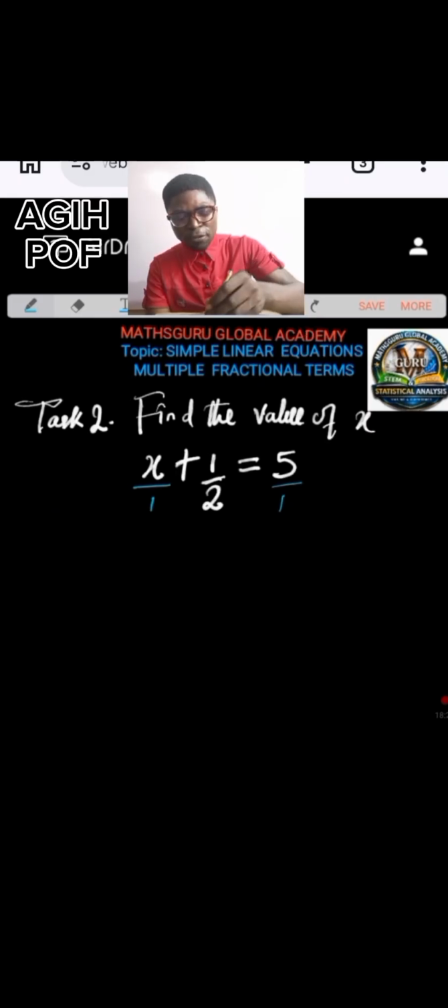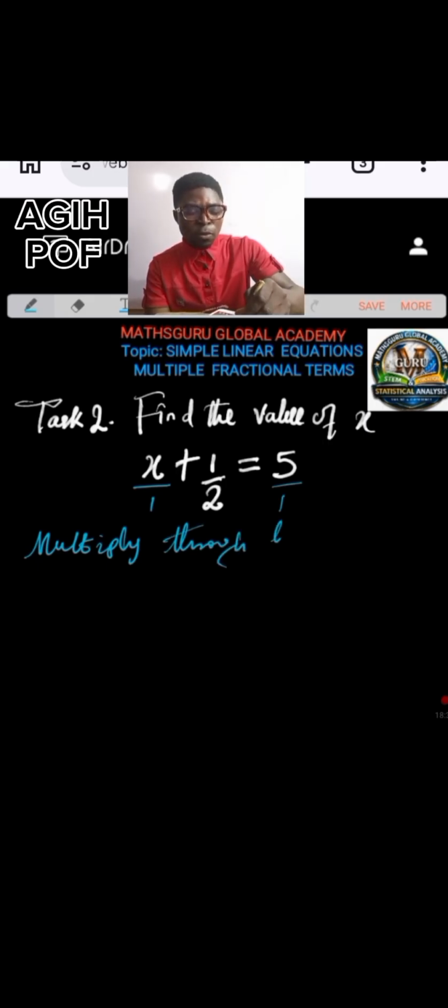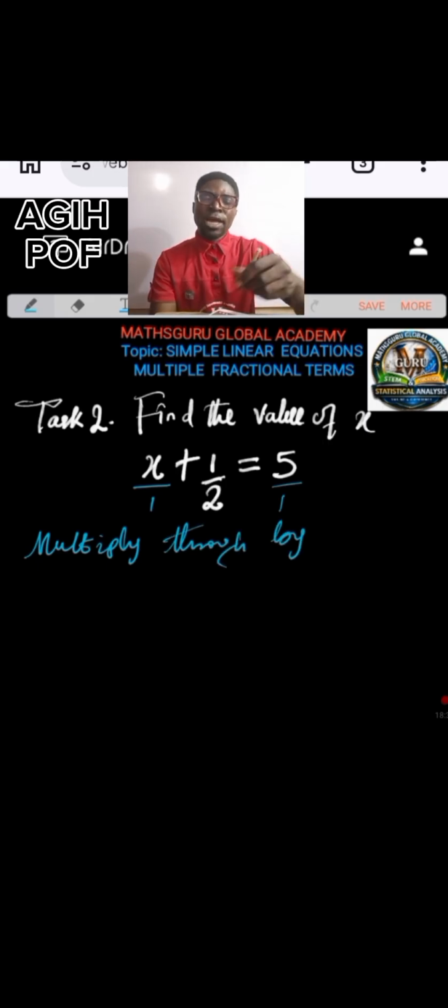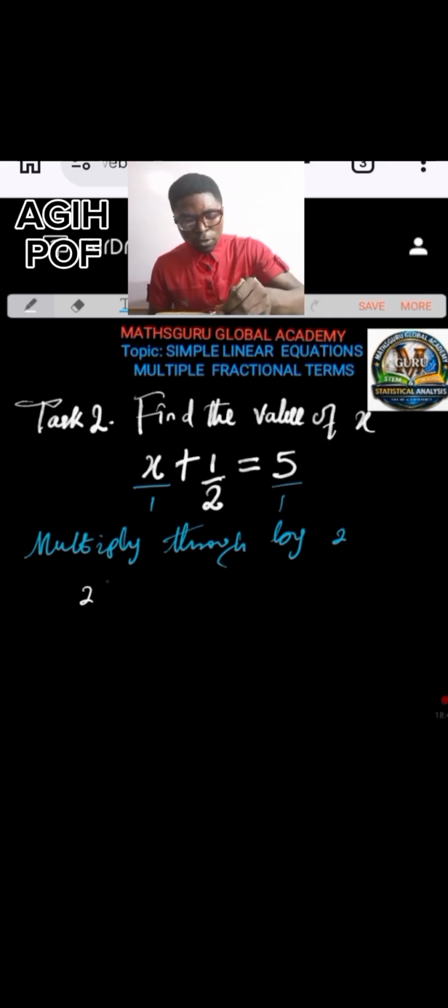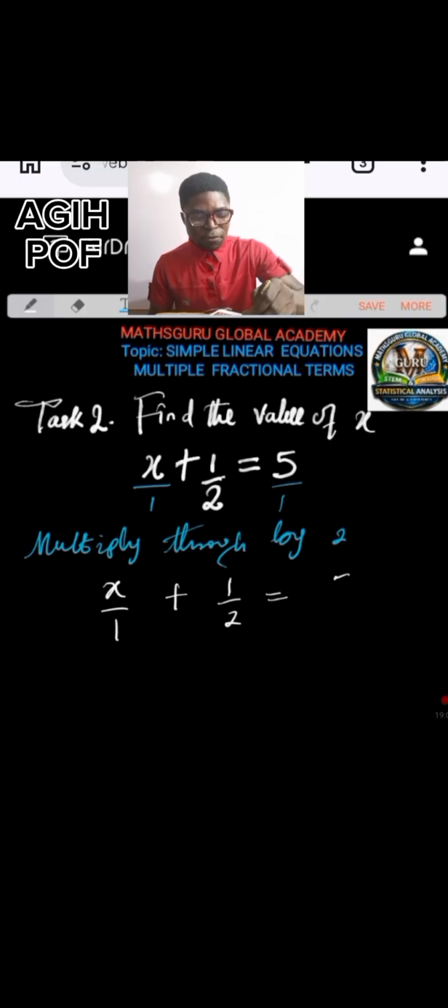So, all you need to do is to multiply through by the LCM, and the LCM in this case is 2. Multiply through by 2. And by multiplying through, this is how we do it. Quickly, very simple. Just pay attention. Let me just rewrite the expression: x over 1 plus 1 over 2 equals 5 over 1.